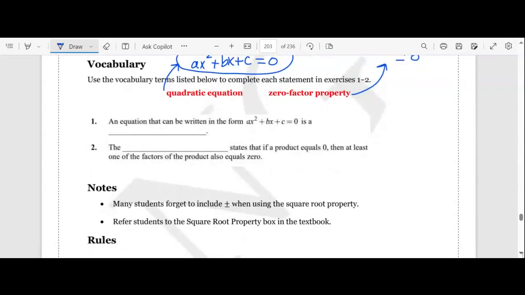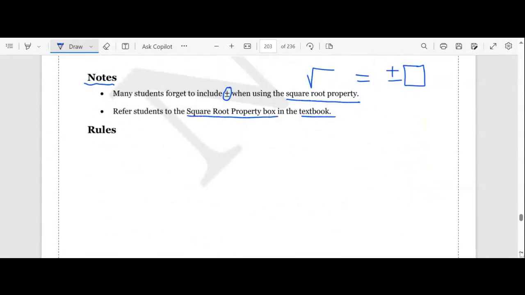All right, so use the vocabulary terms listed below to complete each statement in exercises 1 and 2. Notes. Many students forget to include plus or minus when using the square root property. When you use the square root property, your answer has to be what? Plus or minus. Okay? Refer students to the square root property box in the textbook. So you have to go to the textbook and look at the square root property.